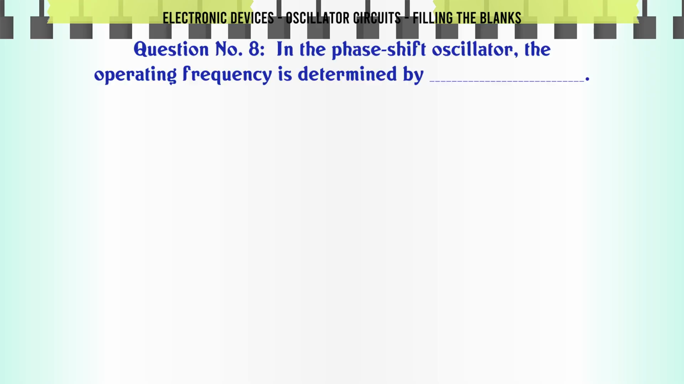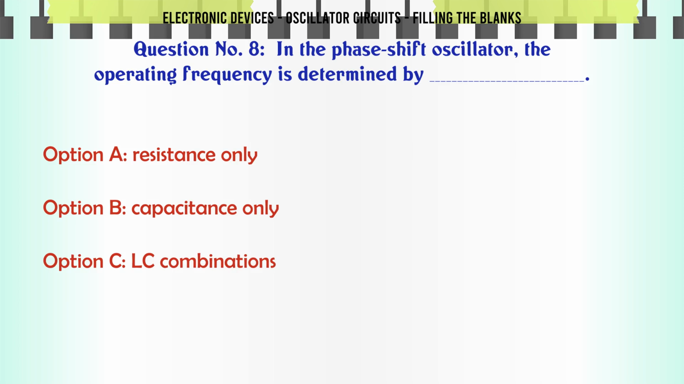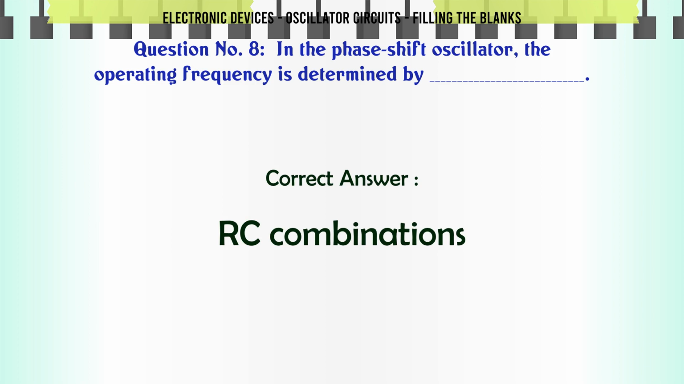In the phase shift oscillator, the operating frequency is determined by A. Resistance only. B. Capacitance only. C. LC combinations. D. RC combinations. The correct answer is RC combinations.